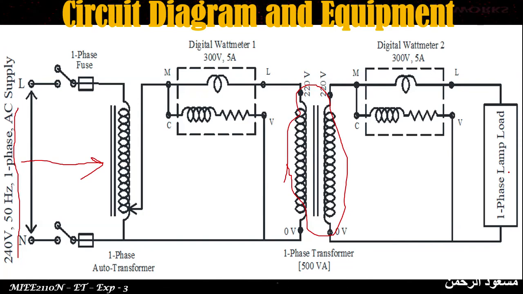As we are doing the direct loading test, we are going to apply a physical load on the transformer in steps. First we test the transformer at no load condition, then apply a minimum load, after that a second load, then a third load. Like this we gradually load the transformer and see how the loading affects the efficiency and voltage regulation. So this is about the circuit diagram.